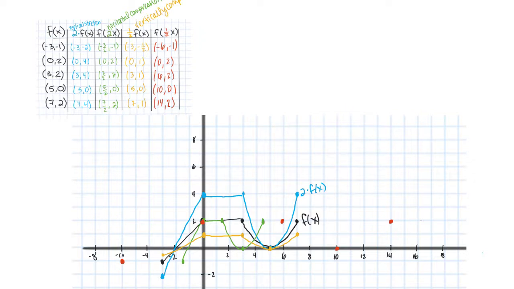Once I plot all those points, and again connect them in that same pattern, increasing line, constant line, parabolic arch, you can see that this graph again has the same shape, but it is stretched out. And it is stretched out in the horizontal direction.